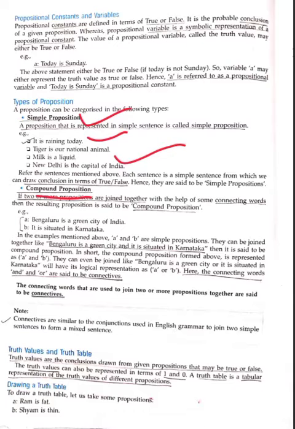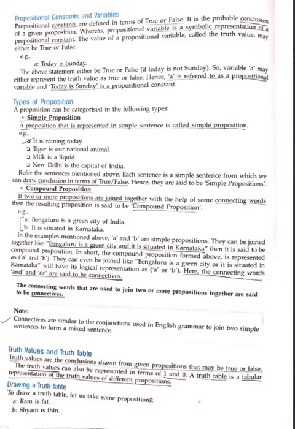And compound proposition: if two or more propositions are joined together with the help of some connecting words, then the resulting proposition is called compound proposition. The connectives like and, or can connect the two sentences. Using them, when we connect the two sentences, those are called compound propositions.